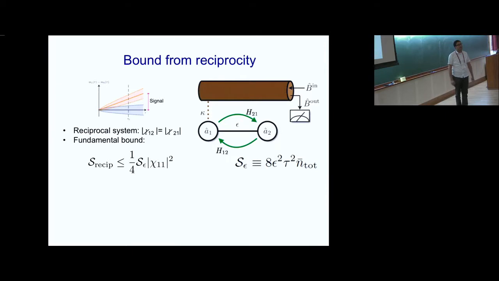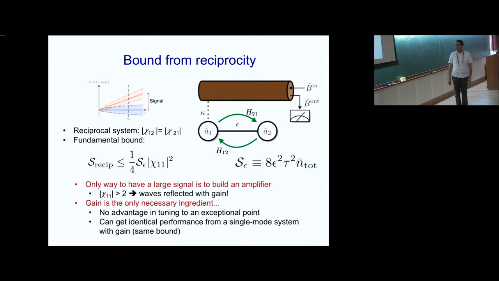Does this have anything to do with an exceptional point? And the short answer is not really. So making chi1,1 really big really corresponds to just making an amplifier. It means that if chi1,1 is really large, if you send signal or power into this system, it's going to come back with gain. More photons will come out than what you put in.